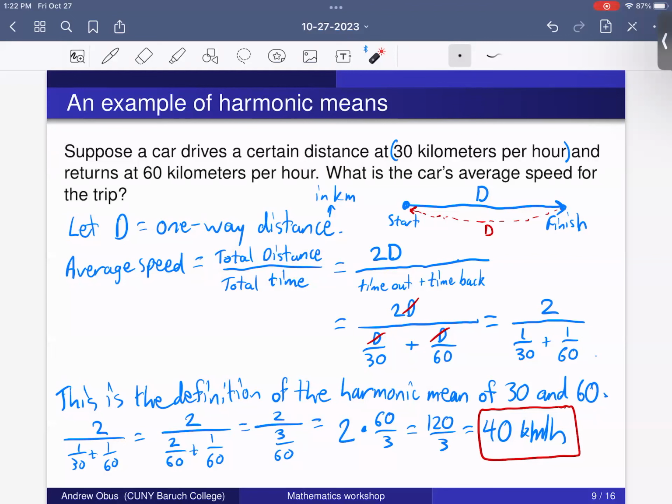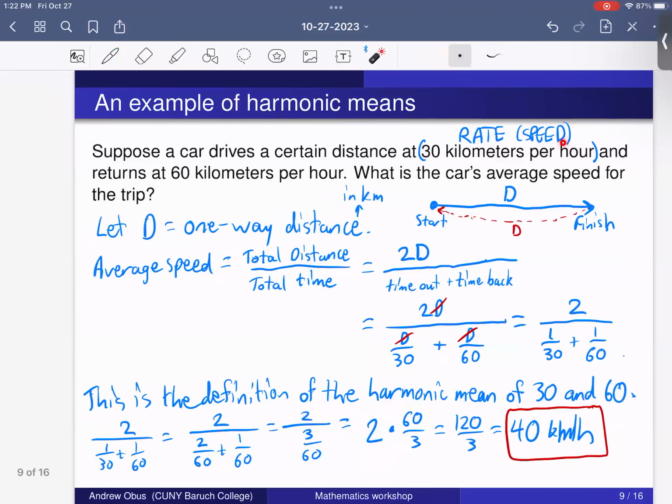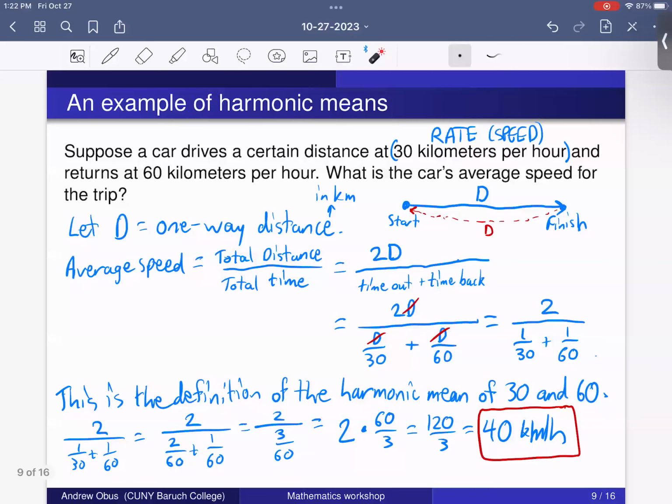Now, when I say the 30 kilometers per hour, we're not saying 30 kilometers is a distance. We're saying that this is a rate, or a speed, that this rate speed is 30 kilometers per hour. And then over here, similarly, we have 60 kilometers per hour. This is another rate or speed.